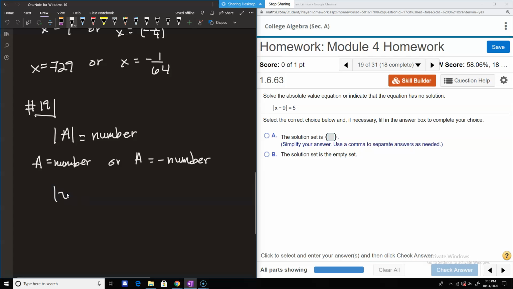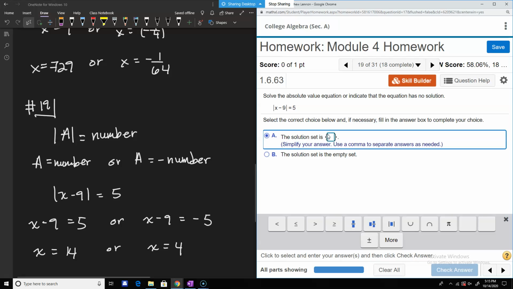If we have the absolute value of x minus 9 is equal to 5, this just becomes two different equations. We get x minus 9 equals 5, or x minus 9 equals minus 5, and we just solve both of these. We add 9 to both sides, so x is equal to 14, or x is equal to positive 4. And those are your two solutions. So an absolute value equation just breaks down into two different equations. That's all there is to it. So 4 and 14.